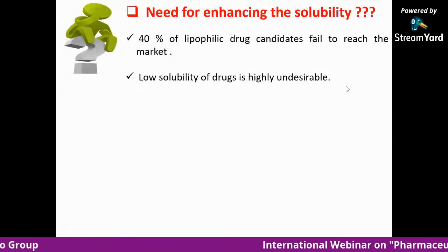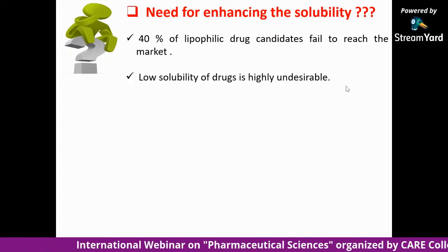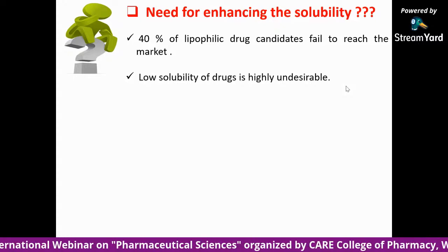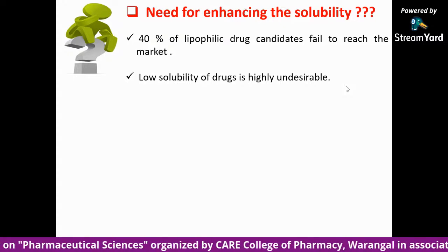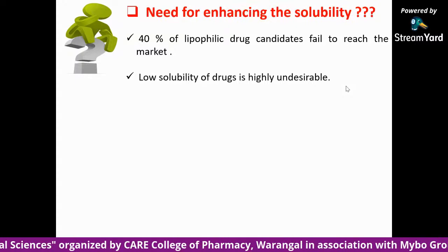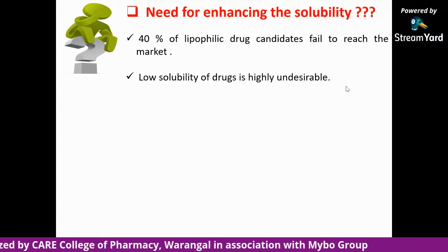So is there a need for enhancing the solubility? Yes, because 40% of the lipophilic drug candidates fail to reach the market. I repeat, 40% of the drugs fail to reach the market. And low solubility is very much undesirable.